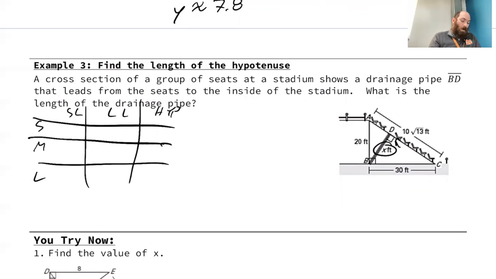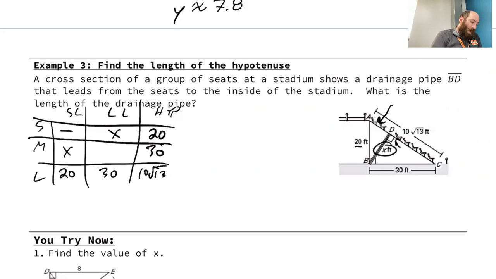Okay, so short leg of the small triangle is going to be this one right here, and I don't know it. Hypotenuse is 20. The long leg is going to be X. If I look at the medium triangle, I've got X as the short leg, and hypotenuse is 30. And then for the large triangle, short leg is 20, long leg is 30, and then 10 root 13 for the hypotenuse.